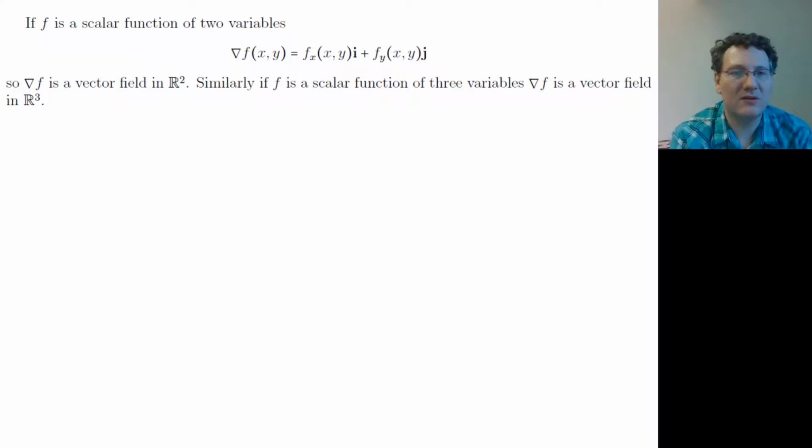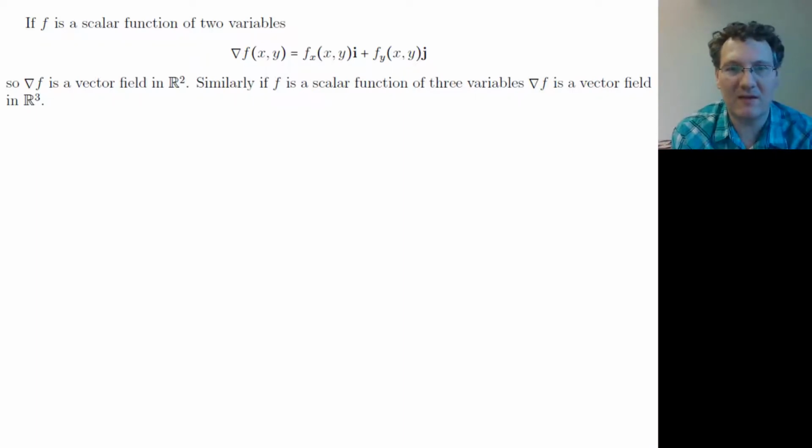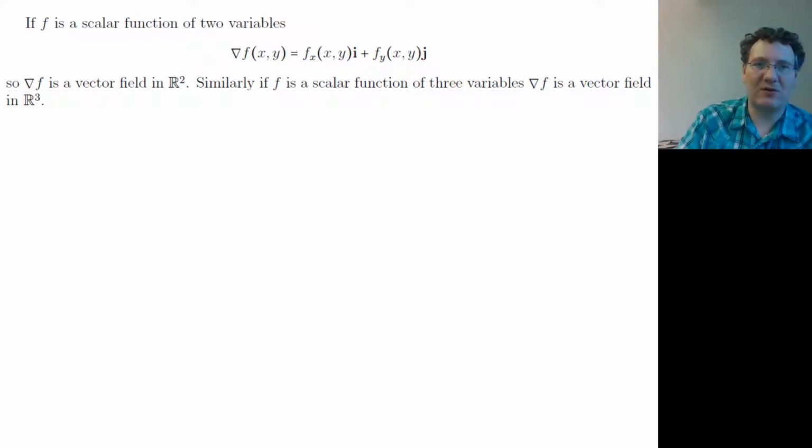So it turns out, if you have a scalar function like we looked at in previous chapters, f of xy, and you take its gradient, the components of the vector are the partial derivatives f sub x and f sub y. So the gradient of f is a vector field, and we're going to call it a gradient field, in fact. And similarly, if f is a scalar function of 3 variables, then the gradient is a vector field in R3.